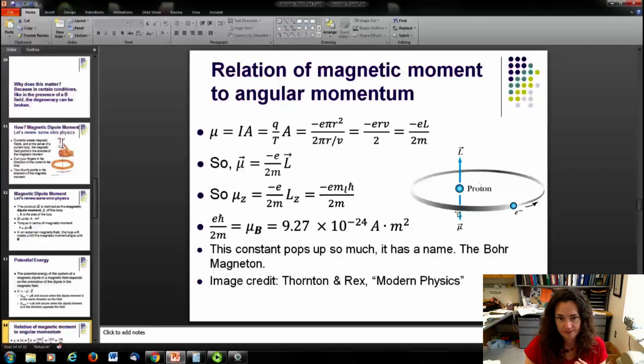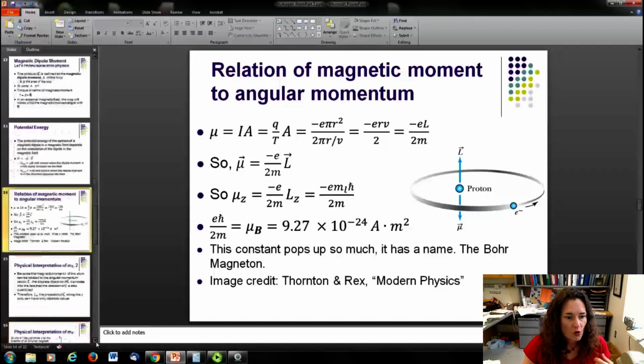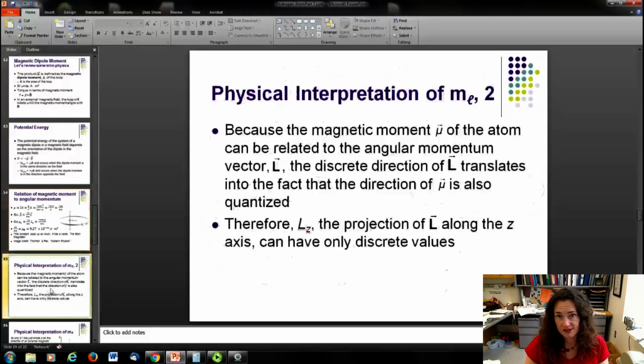as is shown here. Now, one thing that the Bohr model doesn't quite get right, okay, is that your angular momentum vector isn't going to point straight up through the orbit like it would in a classical system. Because the magnetic moment of the atom can be related to the angular momentum vector L, the discrete direction of L also translates into the fact that mu is quantized. All right. So, in other words, the values of L are going to point along those angles, and then the values of mu sub n would just point in the opposite directions, like so. Okay. So you get the same kind of deal. So that's what the Bohr model gets wrong.